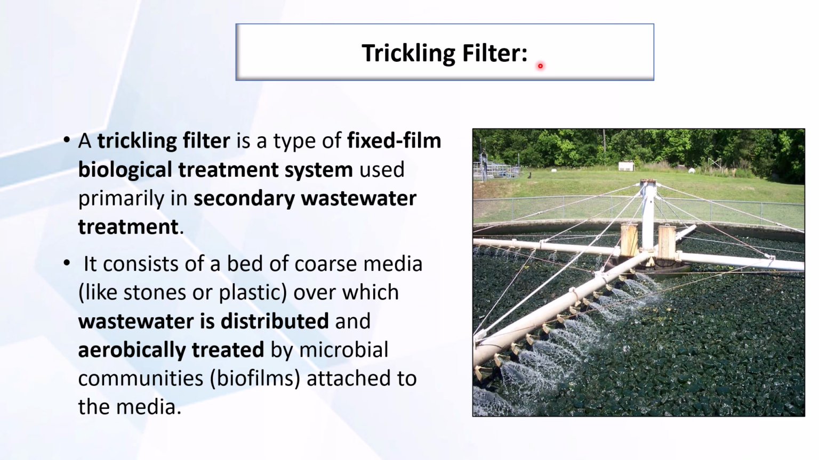Now let's talk about the trickling filter, which is an important method used in secondary wastewater treatment. A trickling filter is a type of fixed film biological treatment system. It is called fixed film biological treatment because microorganisms grow on a solid surface rather than being suspended in the water. In this system, the wastewater is sprayed or distributed over a bed of coarse media like stones or plastics, where the water is aerobically treated by the microbial communities that are attached to the media.